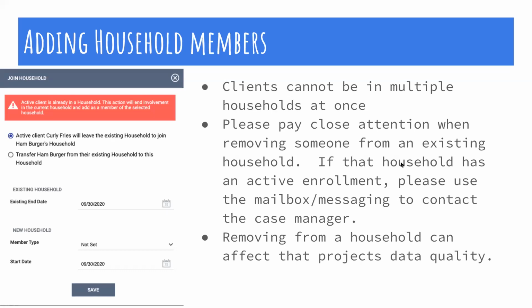If that household has an active enrollment, please use the mailbox messaging to contact the case manager, because again, our clients use several agencies. They don't just use one. So if you're removing someone from a household, you do want to flag the case manager that's also working with them to let them know this is what's happening in the situation. And again, it doesn't have to be encrypted, because if you do it within the Clarity inbox, it's already encrypted.